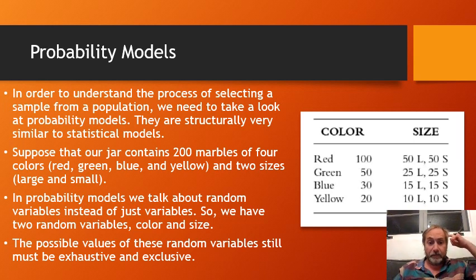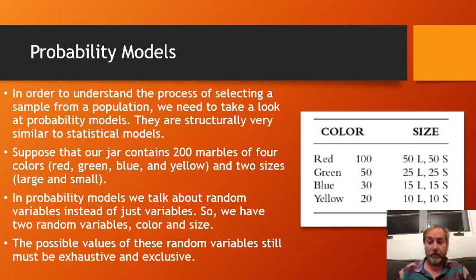On the right here is a chart of the proportions to the amounts of different colors and different sizes of marbles, right? So there's 100 red out of 200 of the red, right? 50 are large, 50 are small, and so on down the chart. One terminological thing: in a probability model, we talk about random variables instead of just variables. So here we have 2 random variables, color and size, and then color has 4 values, red, green, blue, and yellow, and the variable size has 2 possible values, large and small.